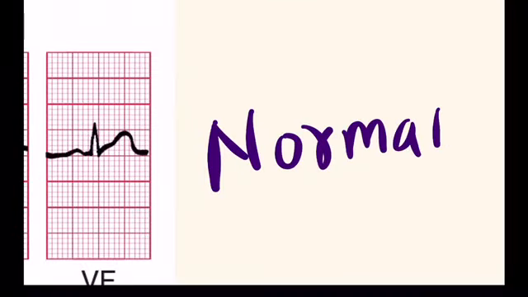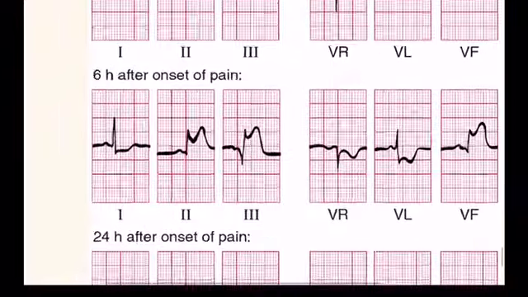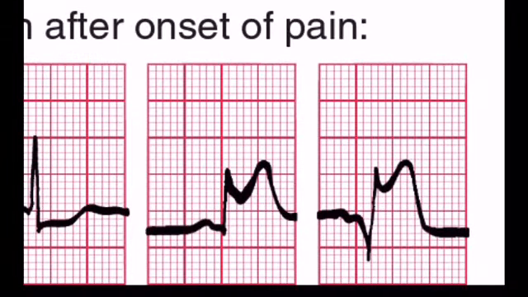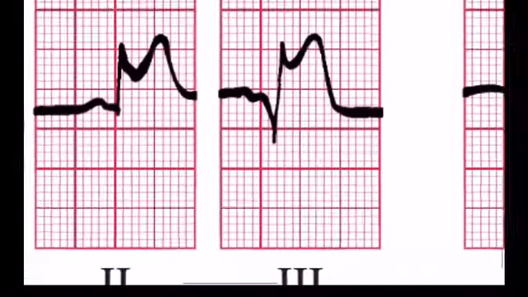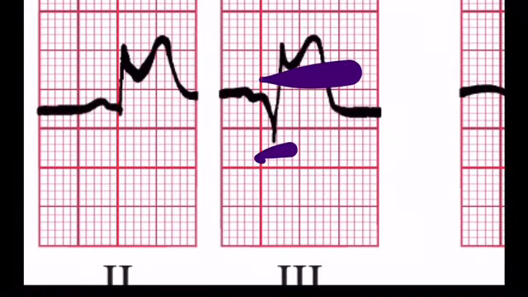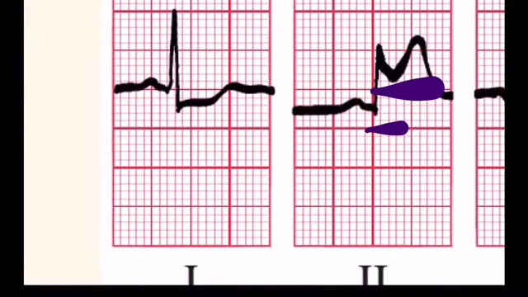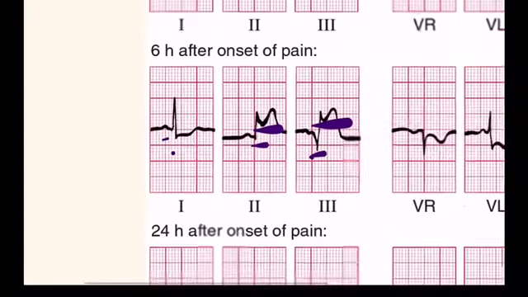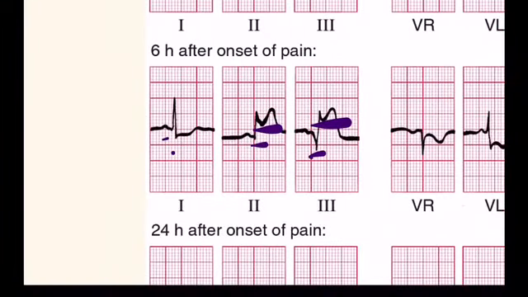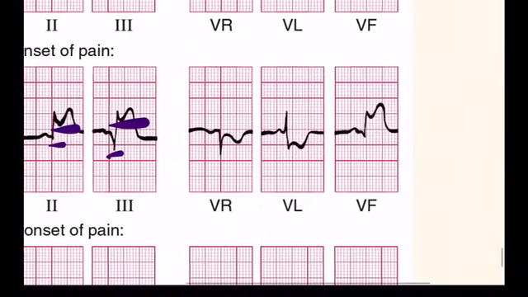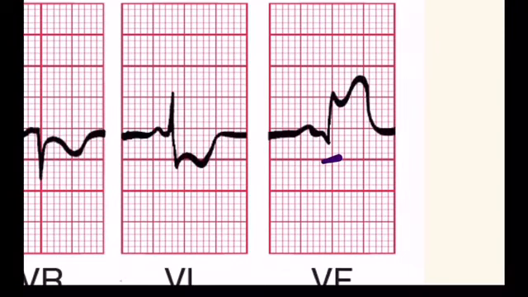Okay, after 6 hours you can easily appreciate two things here: Q wave and ST segment elevation. Although the lead V1 and lead 1 are not showing much of the Q wave. Significant Q wave cannot be seen in lead V1, lead 1. Now see this, there is a Q wave in lead VF.